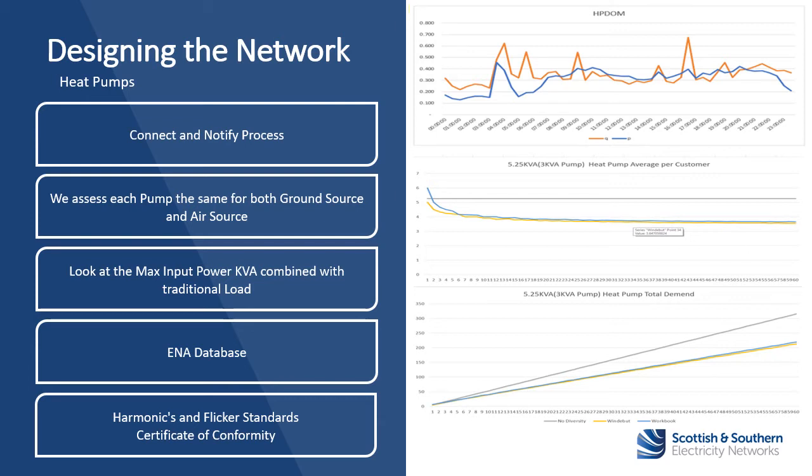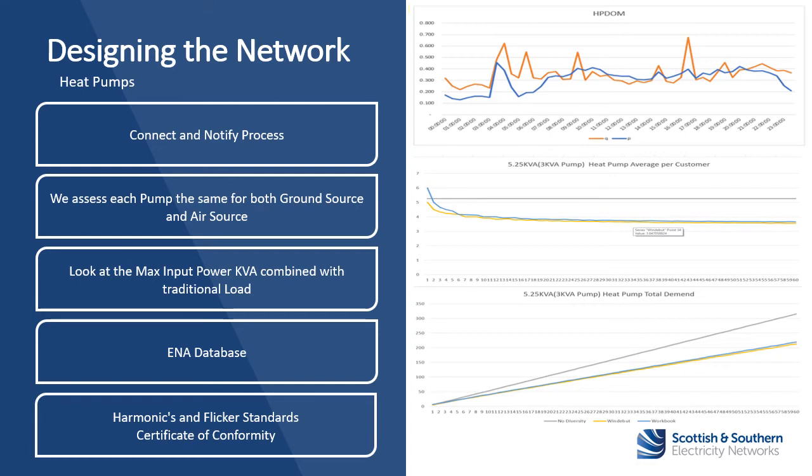With heat pumps, we're looking to assess them and make sure to find out if they're an abnormal load or not. Part of that assessment is looking at the ENA's database, or looking for a certificate of conformity. What we're looking for is harmonics and flicker standards. For voltage fluctuation, which is the flicker on the network, like a motor starting, we're looking that the heat pump meets the technical requirements of EN61000-3-3. For harmonics, there are two standards, either 3-2 or 3-12. That's what we're looking for in the certificate of conformity, or in the ENA database.